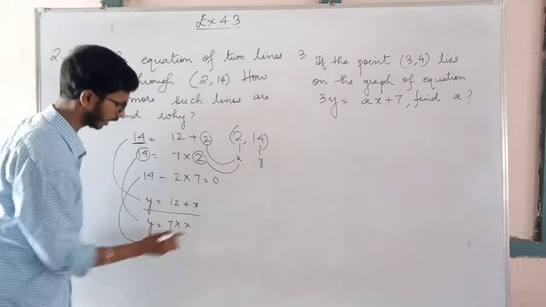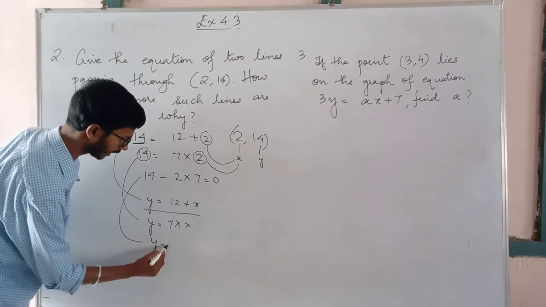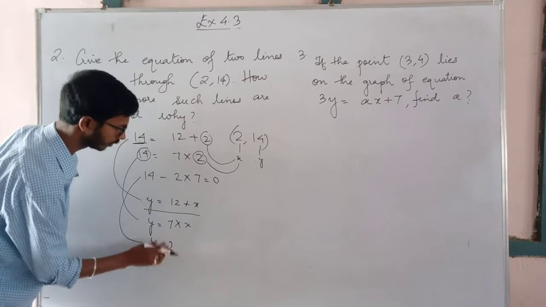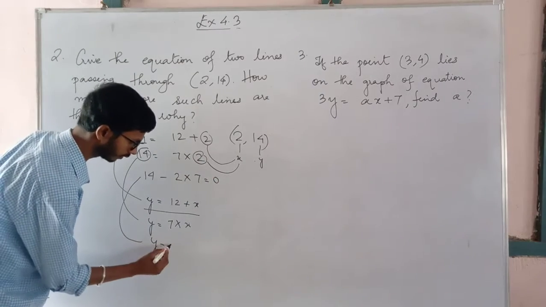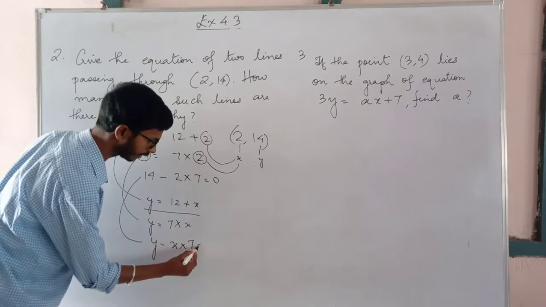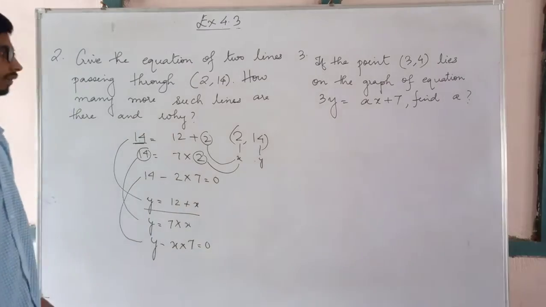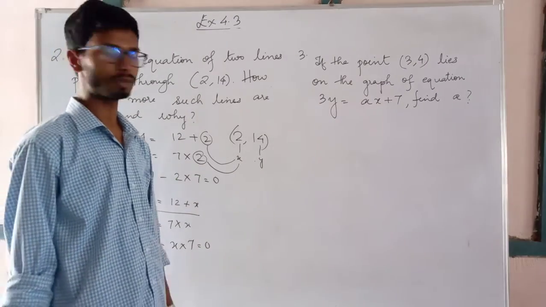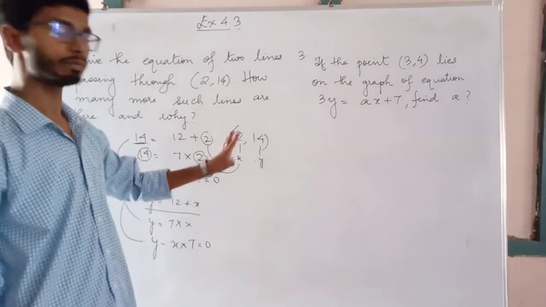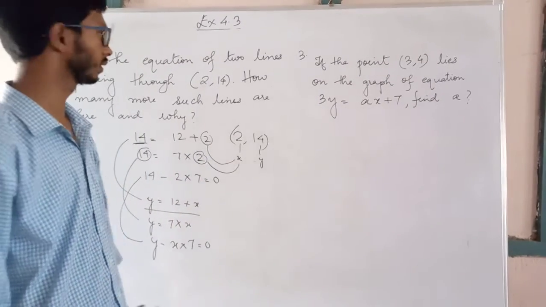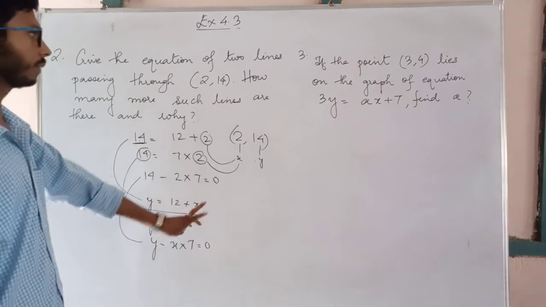14 means y minus 2 into 7. What was our 2? 2 was our x. So x into 7. So in this manner we can make as many equations as we want. There is no end. So we can have infinite number of such linear equations. So this will be our second part.